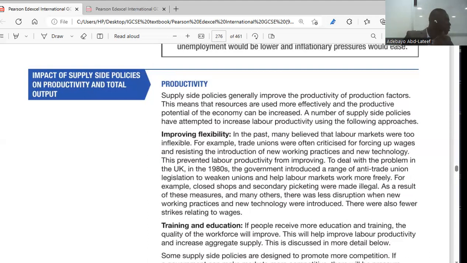So basically what we're talking about is ways in which workers and employers can adjust to different changes in the market, in the industry. That is what we're talking about here. Their adaptability. Yes. Being able to adapt. It's one of the ways in which productivity can increase.